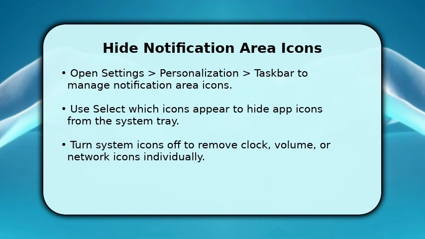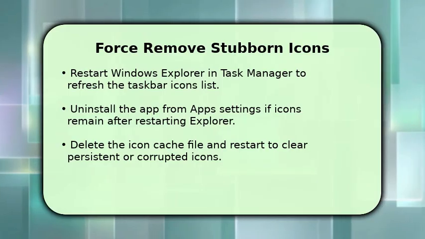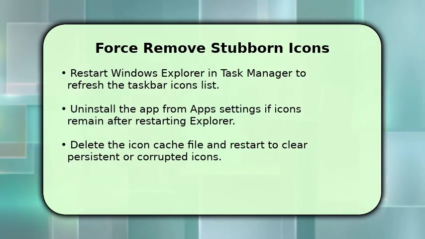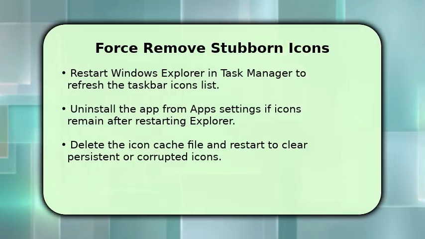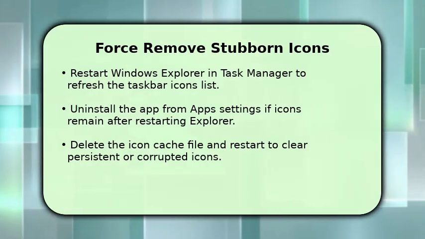When icons refuse to disappear, force a refresh by restarting Windows Explorer. Open Task Manager, find Windows Explorer and click Restart to refresh the taskbar and tray. If the icon still persists, uninstall the app from Settings, Apps and Features to remove its shortcuts.